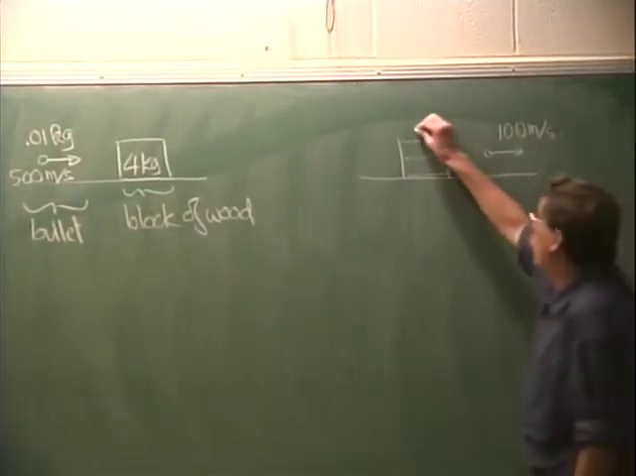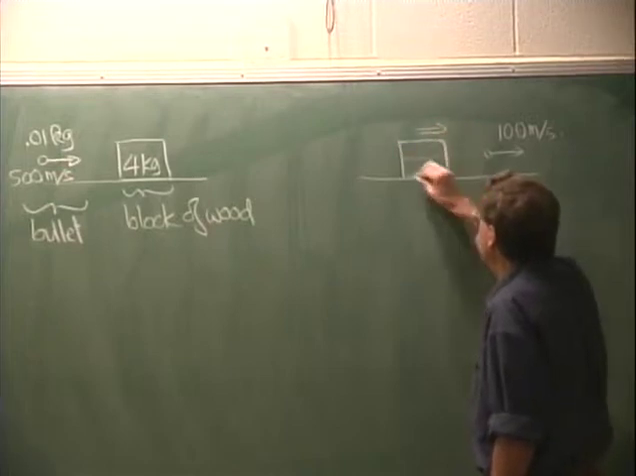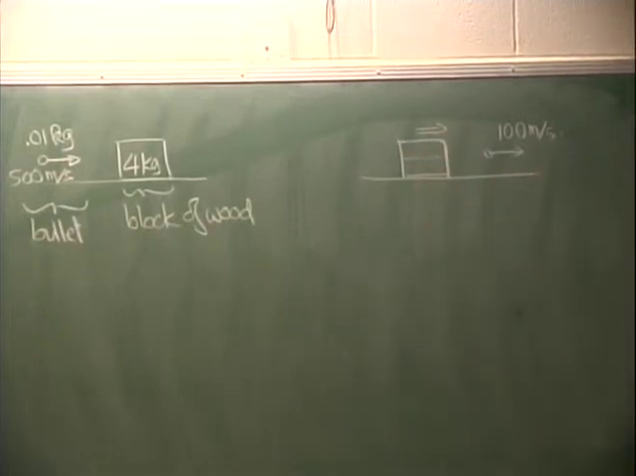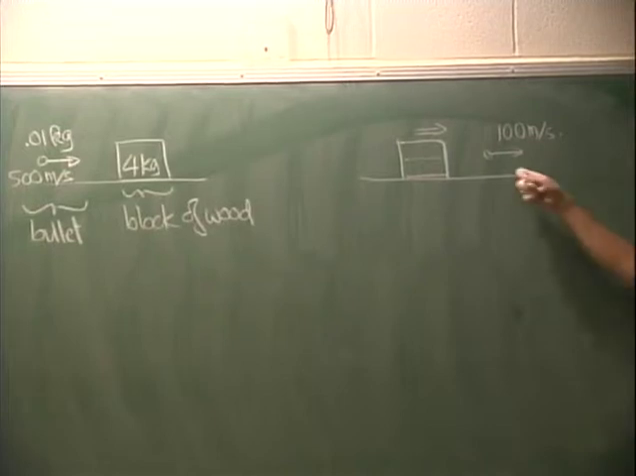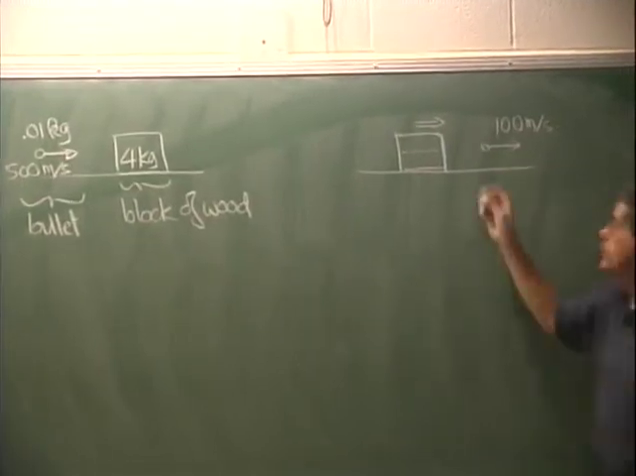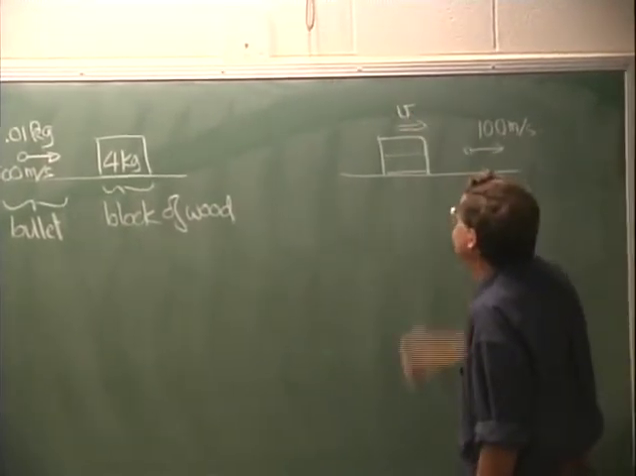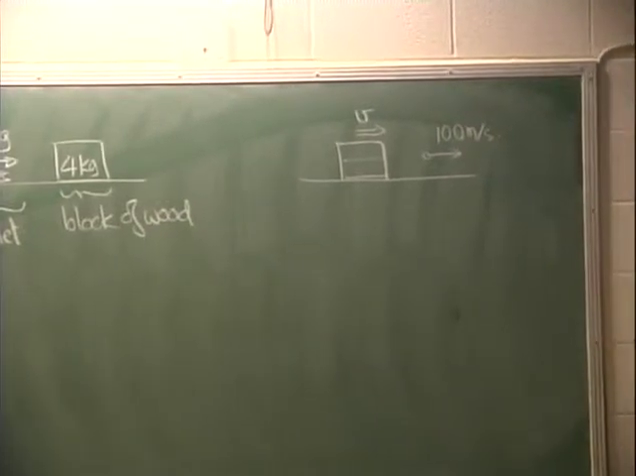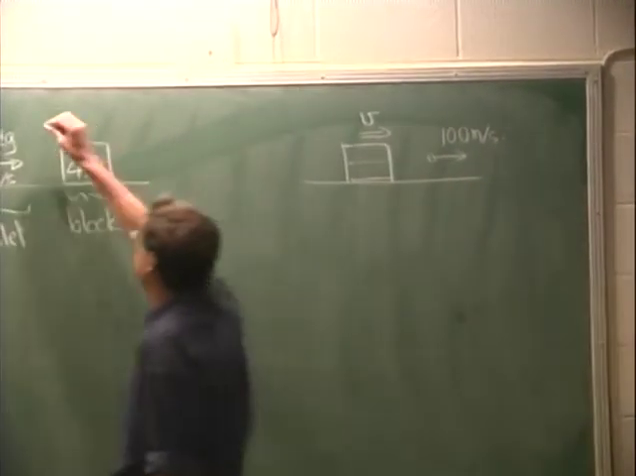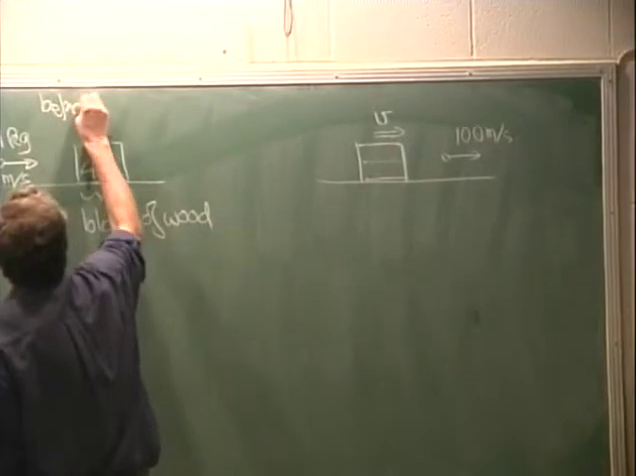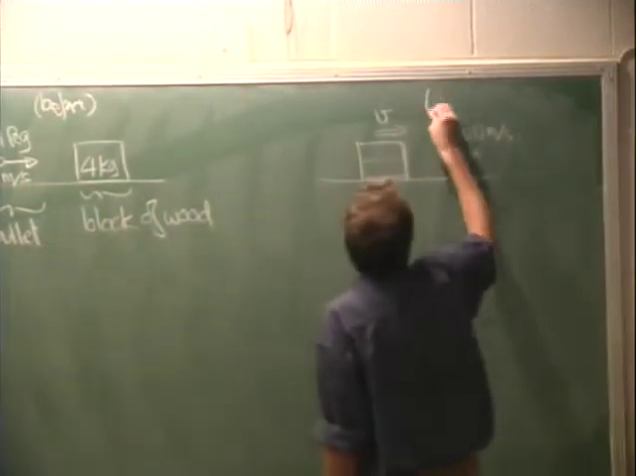The block, meanwhile, had better be going in the forward direction. In fact, the block will have picked up whatever is gone of the bullet momentum here. So this block is now going to be going to the right at speed v, and I want to know what that speed is. So here's the speed before, and here's the speed after.